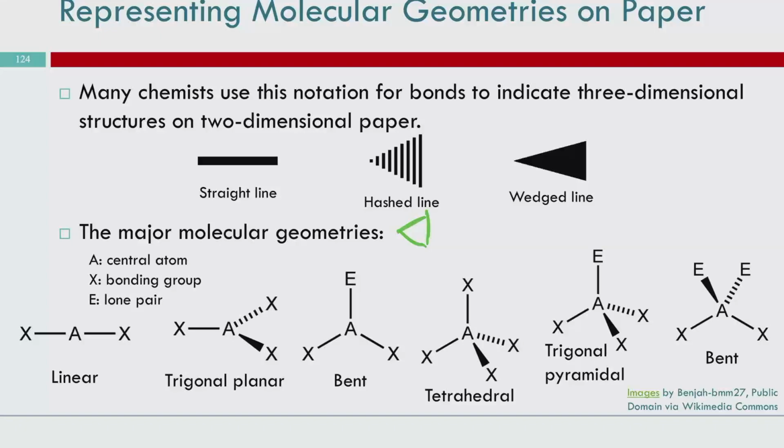The way that these hash lines and wedge lines work is hash lines are going away from you. These straight lines are in the plane of the board. And then the wedged lines are coming out, coming towards you.